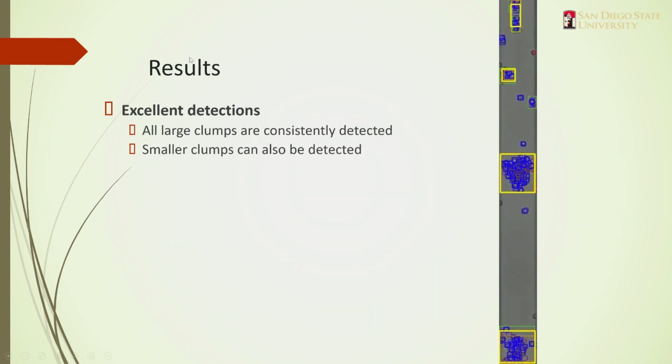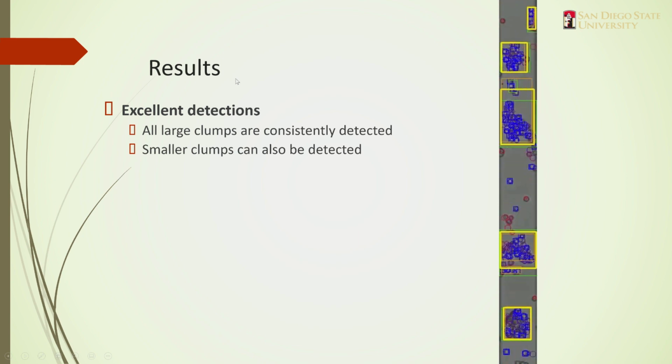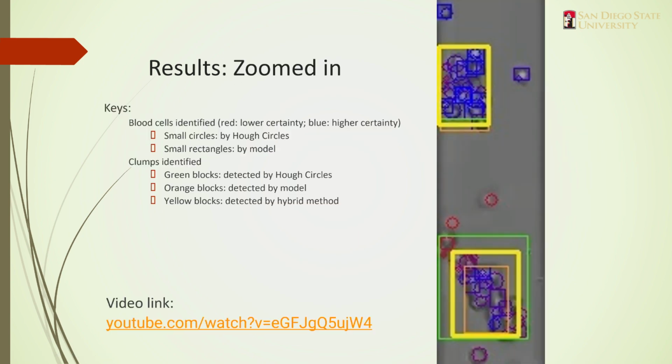My results are excellent. Every large clump is consistently detected, and the smaller clumps can also be detected. Zooming in on my results, the key is complicated, but the takeaway is that the yellow bounding boxes, representing the hybrid method of Hough circles and machine learning, are very good at detecting these blood cell clumps. Now, let's watch my pre-recorded video briefly explaining my code and results.